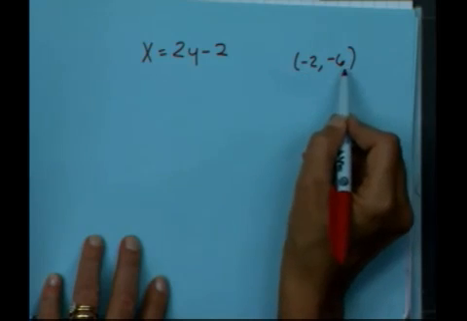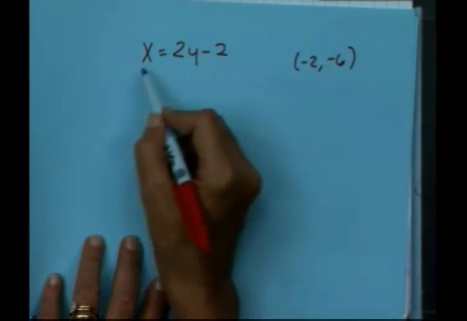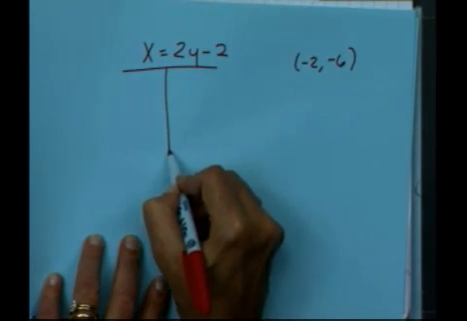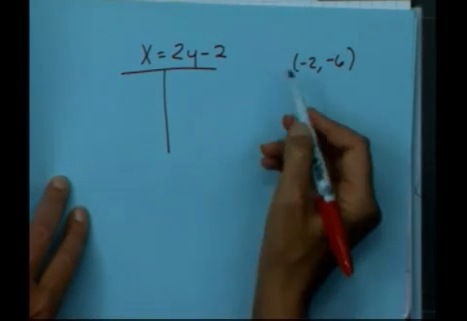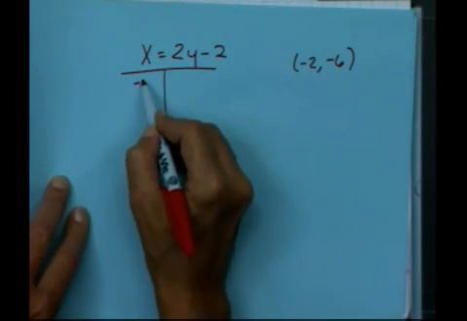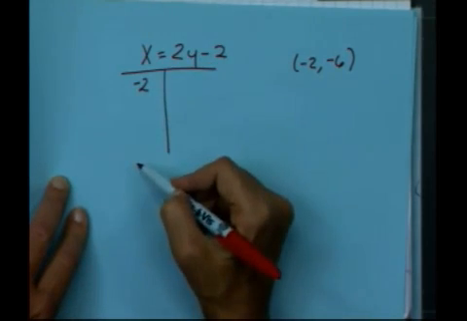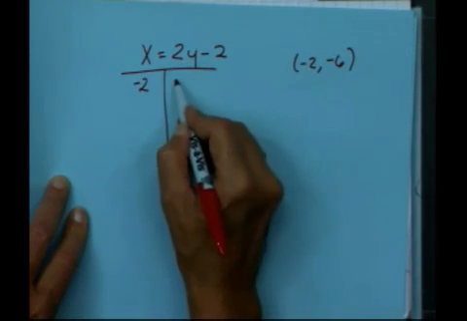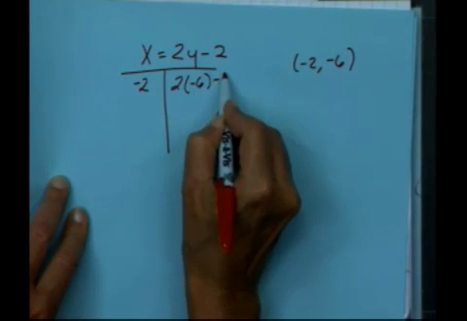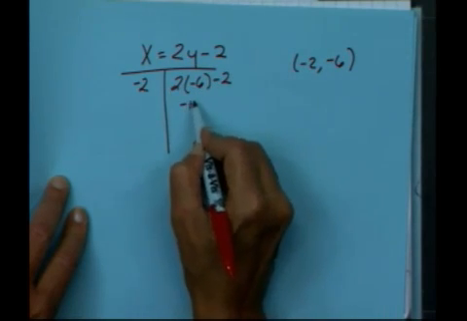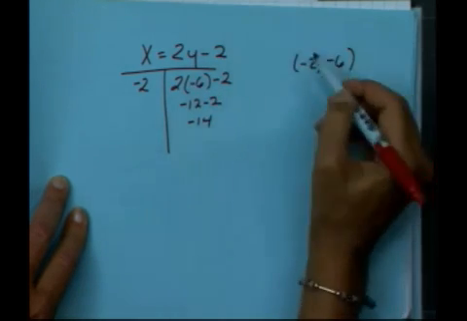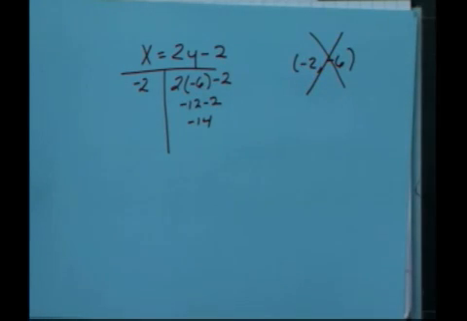So how do you determine if this point is on this line? Just do a little substitution. I like to do a little T chart where x is -2, so this side is x at -2, and now I'm going to substitute in -6 for y and see if it matches. 2 times -6 is -12. -12 minus 2 is -14. And so this point is not on the graph of that equation.